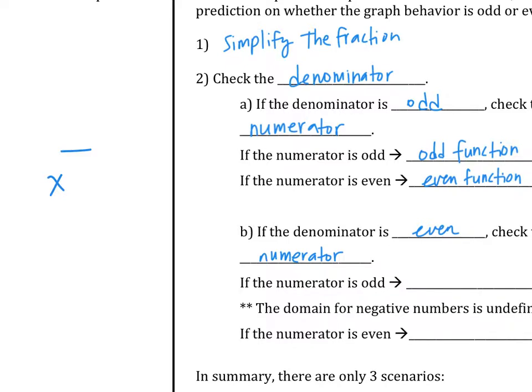Now, if the number is 2, then it's what? Even, so something like this, right? So both sides are looking the same, so symmetric across the y-axis.